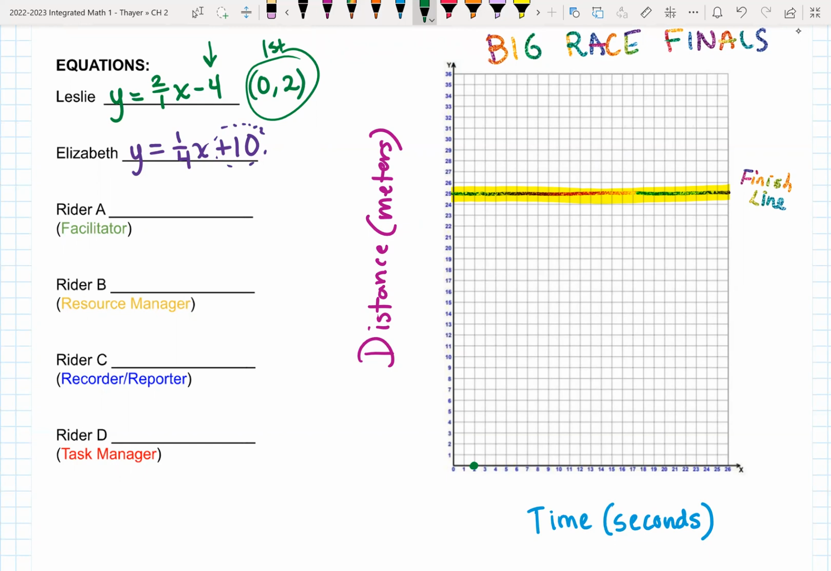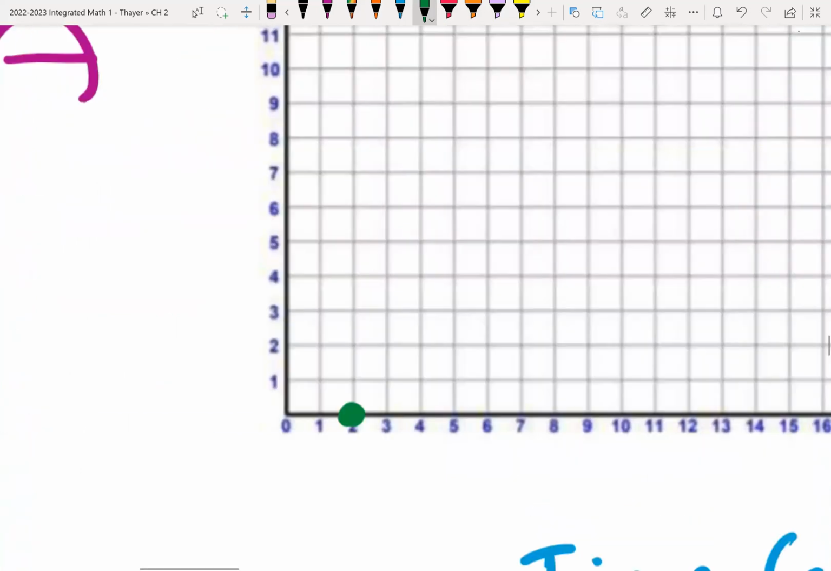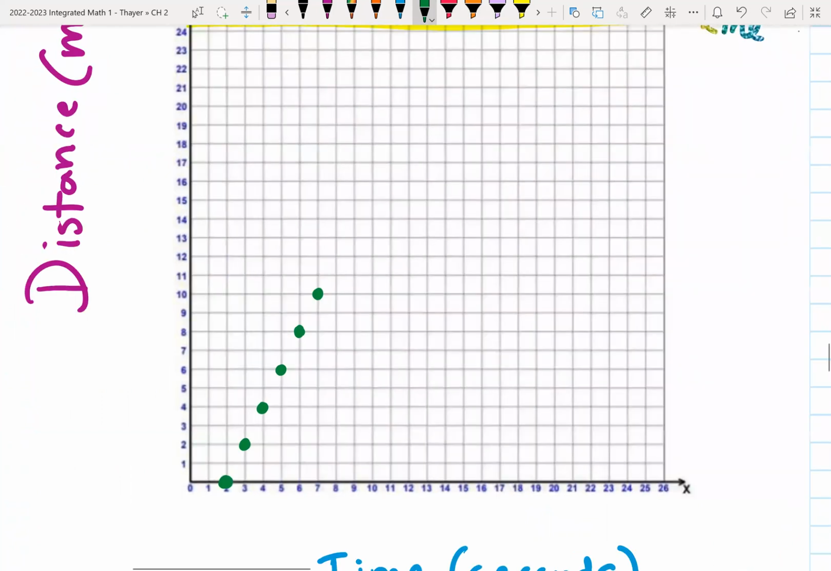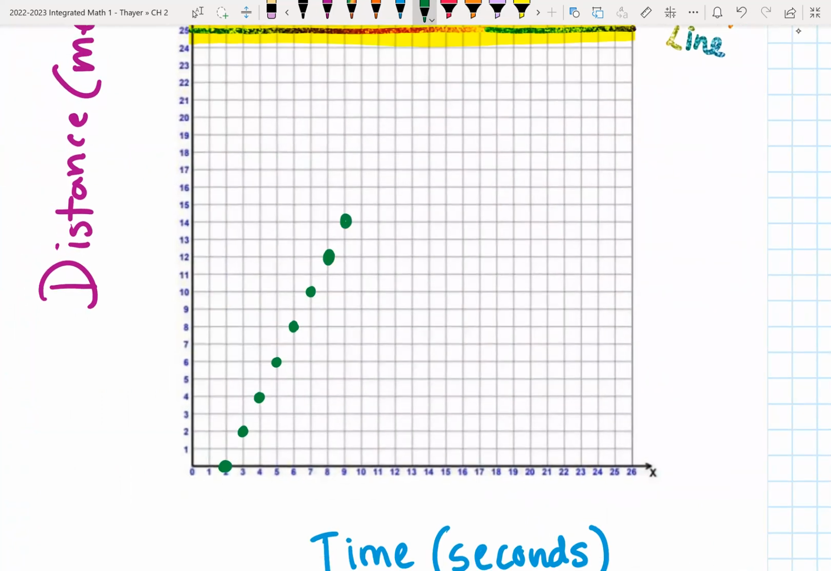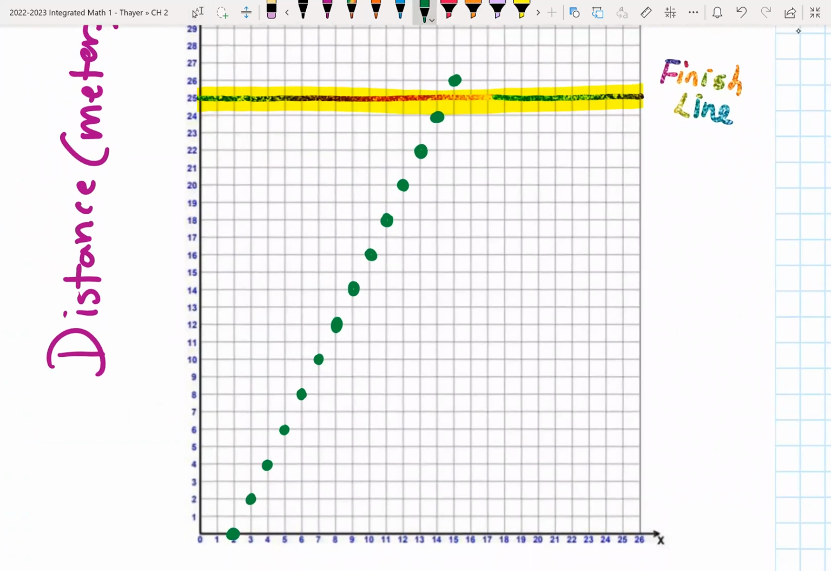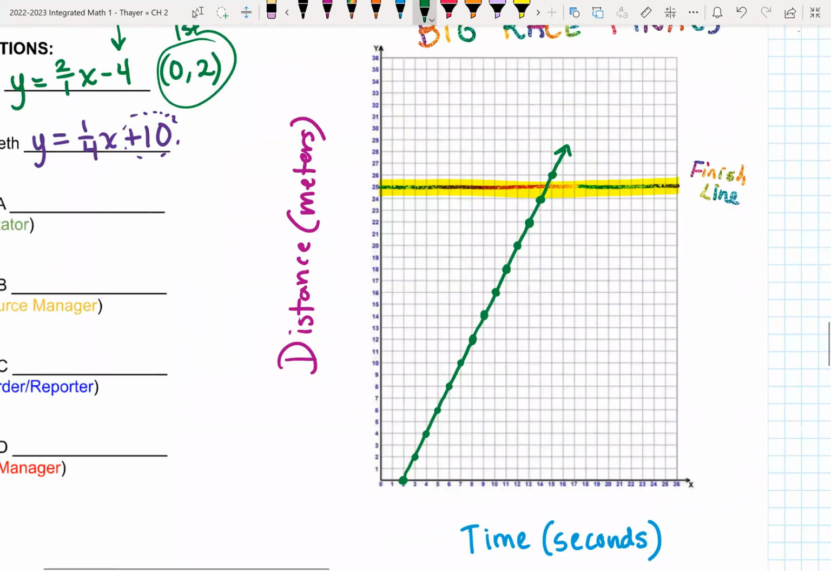And then her slope is 2 over 1. So I'm going to zoom in, and we're going to rise up 2 to the right 1, and repeat this several times until she's crossed that finish line. Keep going up 2 to the right 1, and then connect your dots with a ruler. So it looks like we've gathered an approximate finish for our friend Leslie. And we'll let you figure that out with your team.